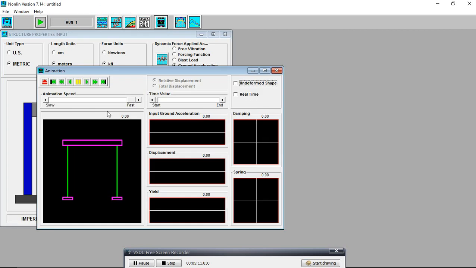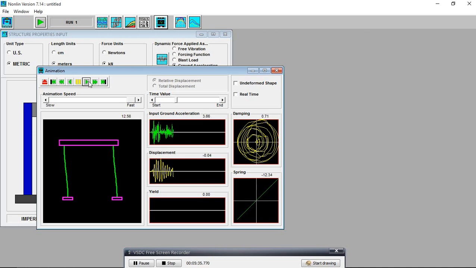Then everything is done. Then we want the animated response of this single degree of freedom. Just click here, then the response starts for El Centro ground motion. You can see here the structure is moving. In this way, whenever the earthquake strikes, the structure moves. When we give some earthquake ground motion, the structure moves.